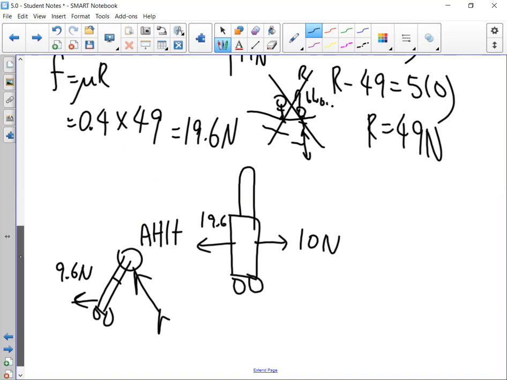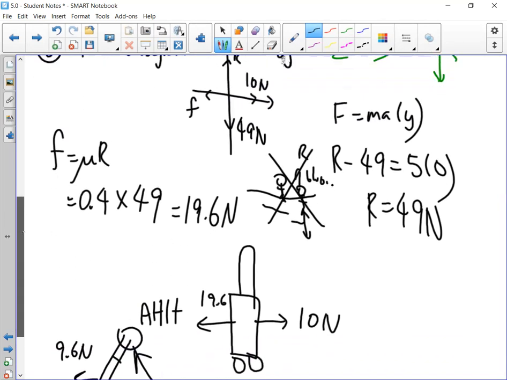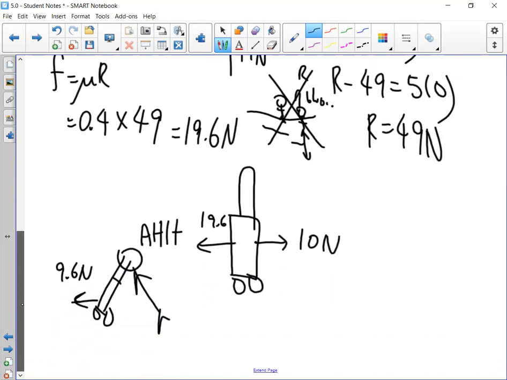So what is the friction value in here then? The friction will only be as big as your pulling force. If the friction is too big, that means you can't move it. No matter how hard you try, you put 10 Newton, it's not big enough to overcome the friction, and hence the block will just not move.